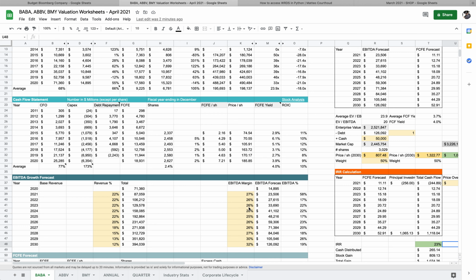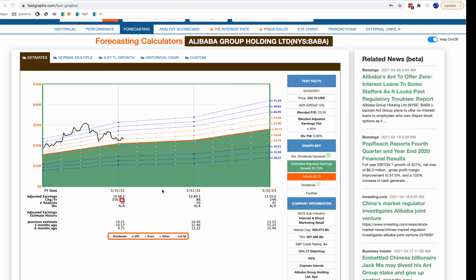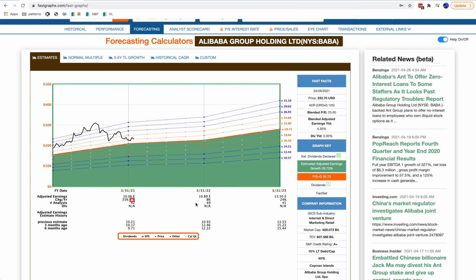So assuming an X% increase in earnings, in this case 35%, 8%, and 24%, this is driven by some kind of consensus percentage from these 40 analysts that cover Alibaba. Given this growth rate, they've got all these different variations of multiples, right? Right now it's hovering around 23. But let's say you think it might go up, maybe it comes down.